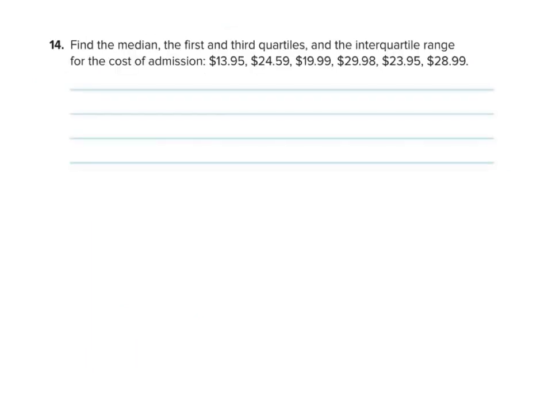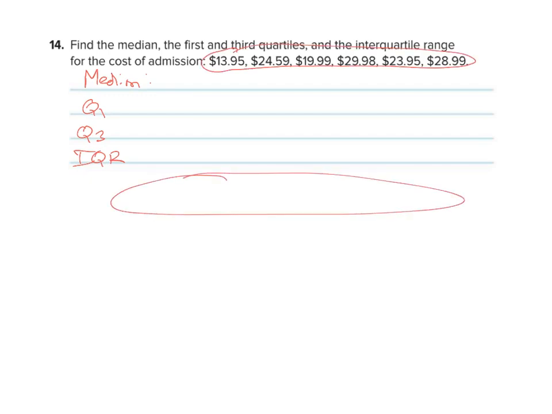Notice on number 14 again, I'm just going to have you list these off so you don't forget any of them. They want you to find the median, the first quartile, the third quartile, and the interquartile range. So don't forget to put these numbers in order. Okay, you can do that maybe below. And then don't forget those 4 things.